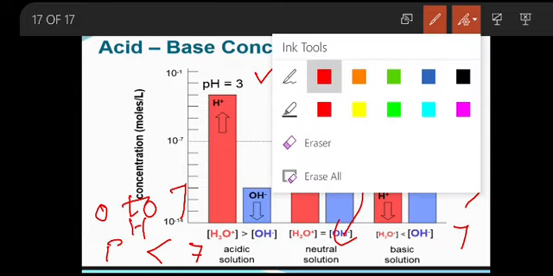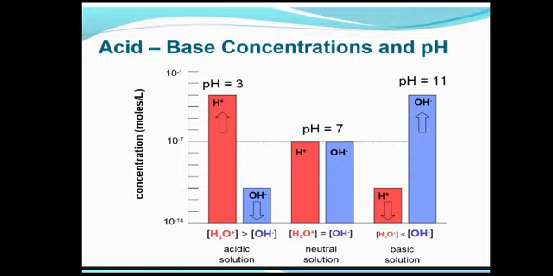Okay, children, I hope you got an idea regarding the acids and bases and how we are finding out whether the given solution is acidic or basic. There are so many methods, that is either using indicators or using the pH scale or by calculating the concentration of H plus and OH minus ions in the solution.